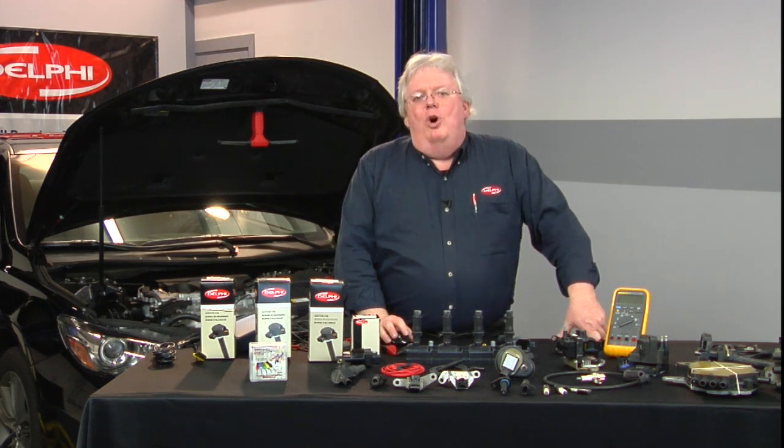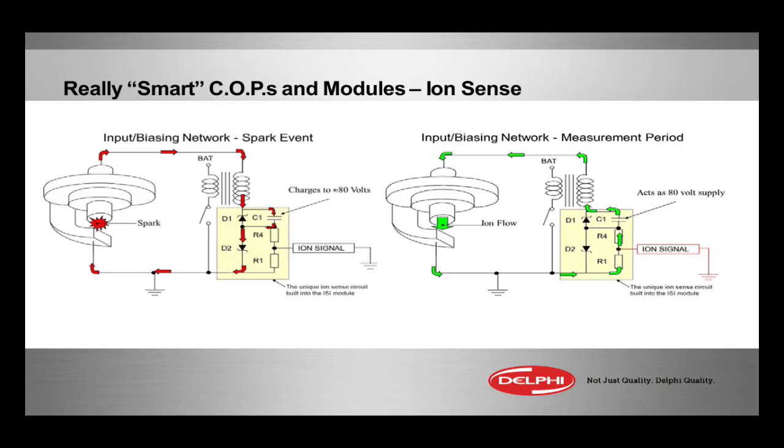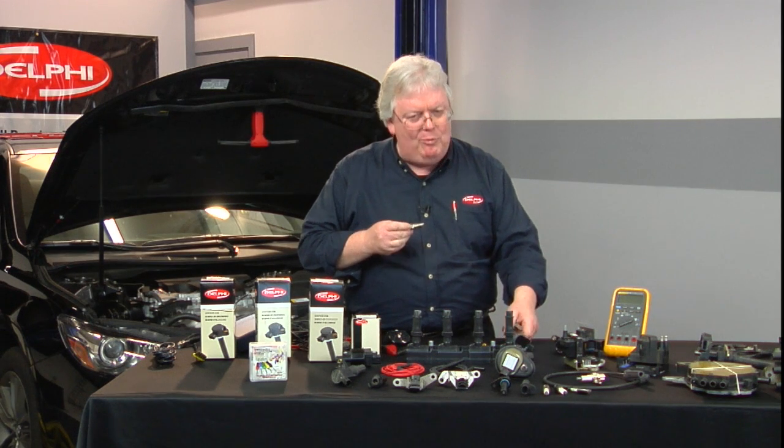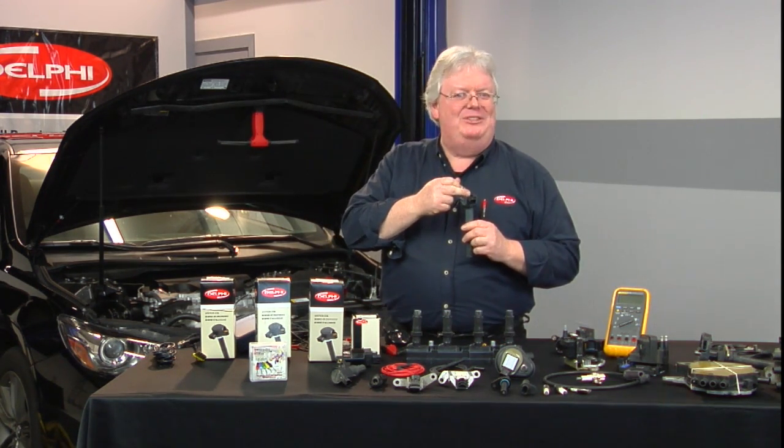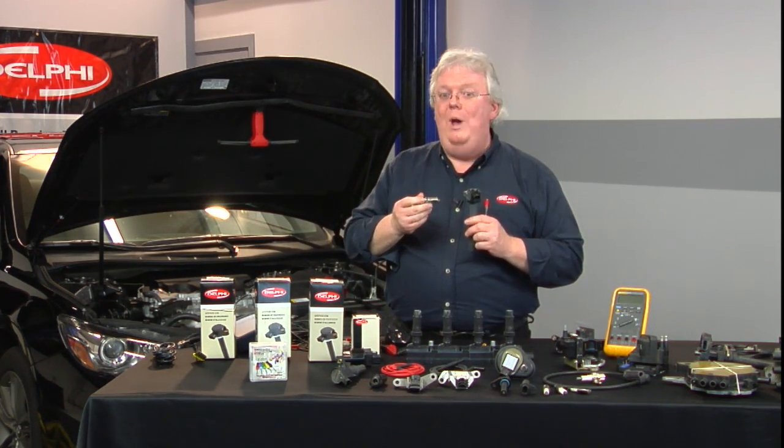So one last item on ion sense here. This is a really smart topic, really smart stuff when it comes to Saab and some other European cars. We have them on Harley Davidson and BMW motorcycles. We have them on Isuzu cars and trucks. Ion sense is where we have a normal spark plug and a fairly normal coil, but the electronics, if it's Coil-On-Plug and ion sense, are way different.